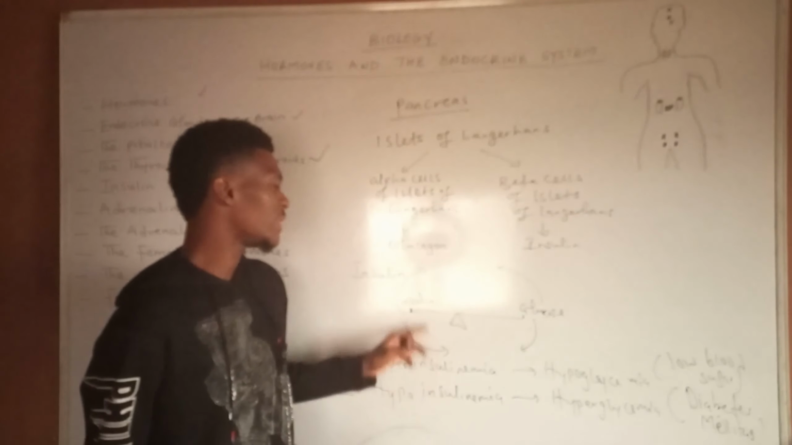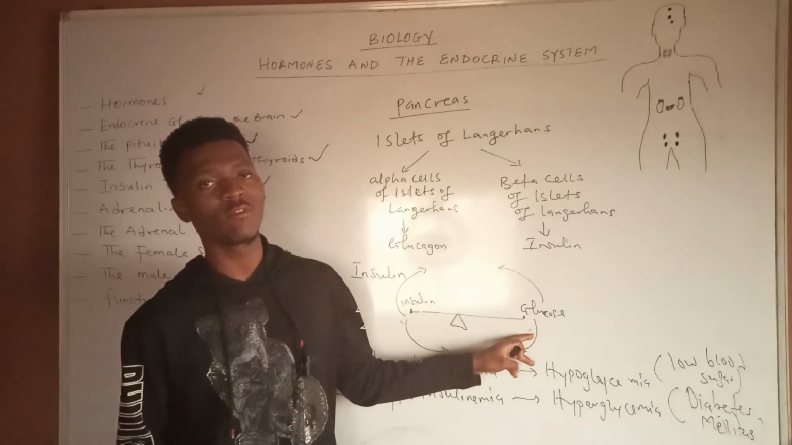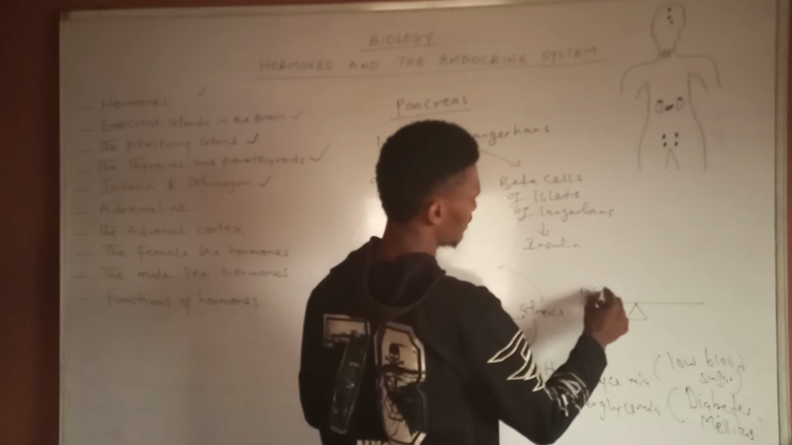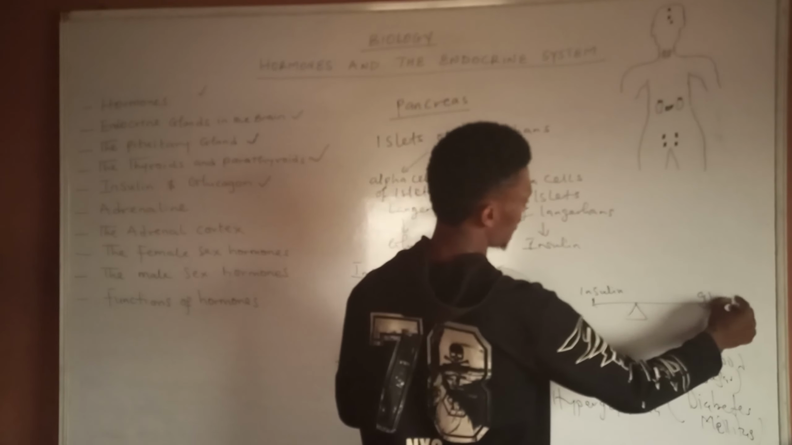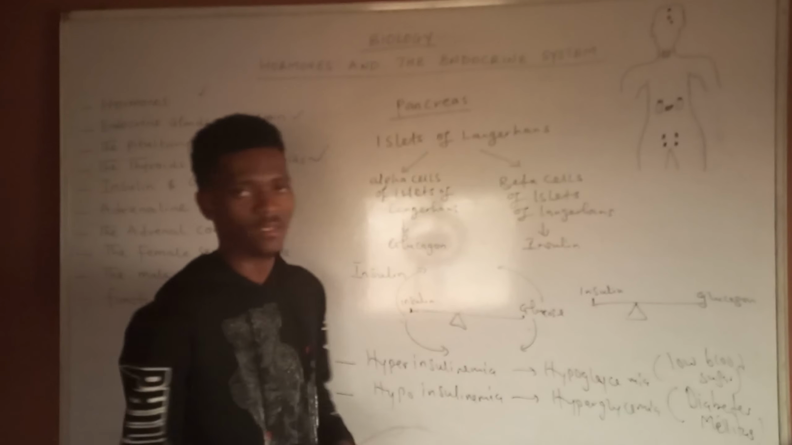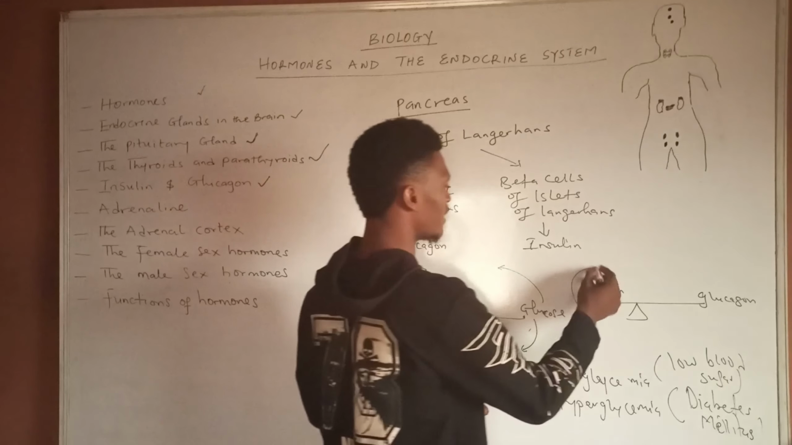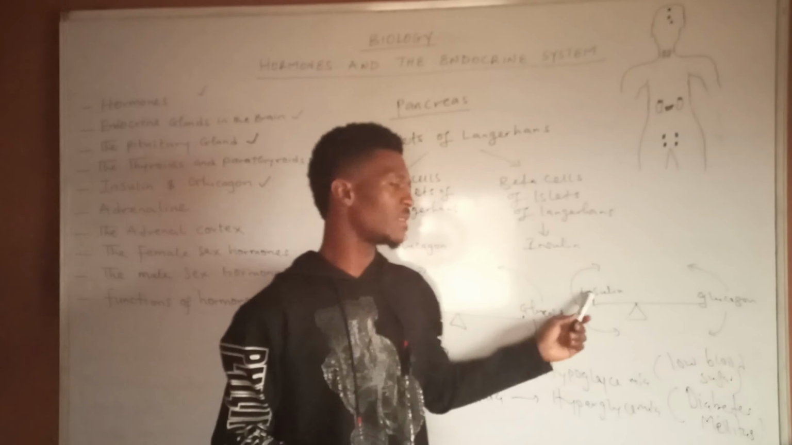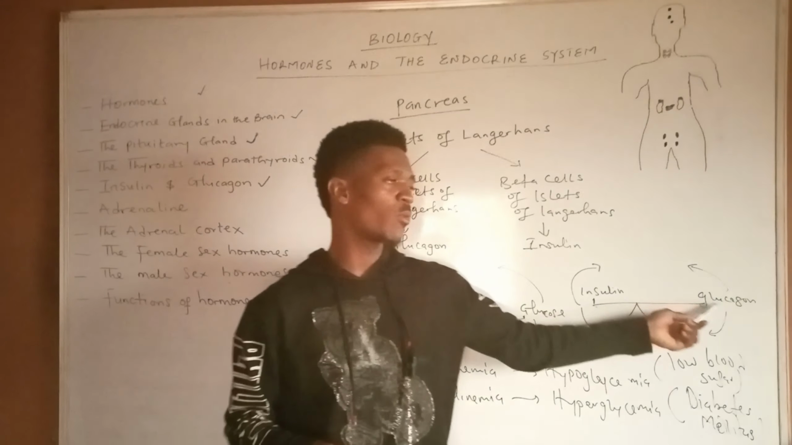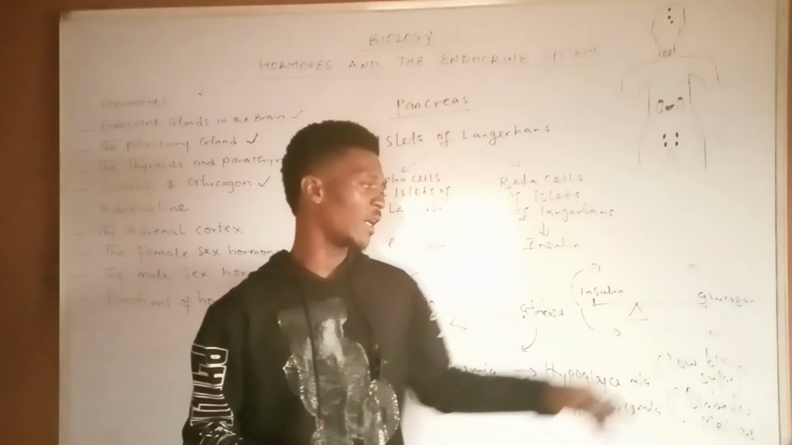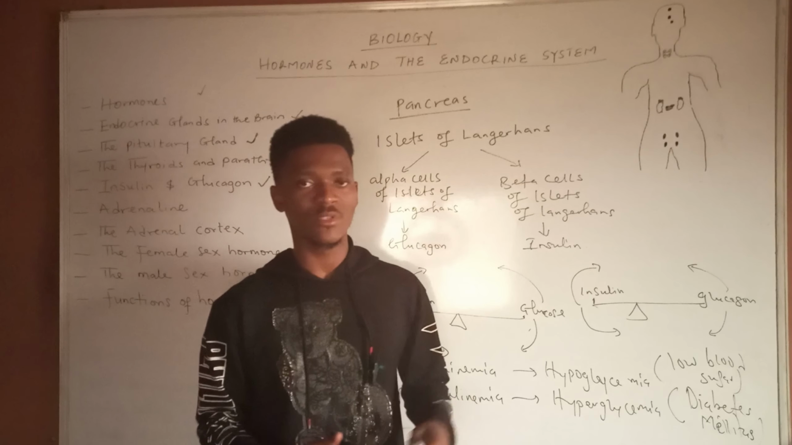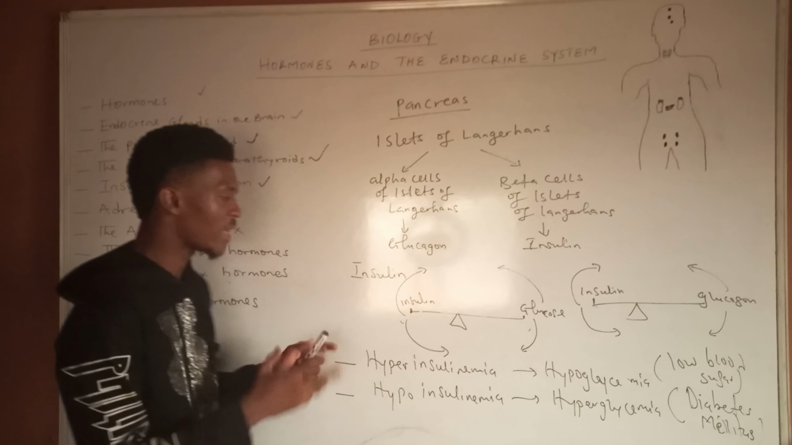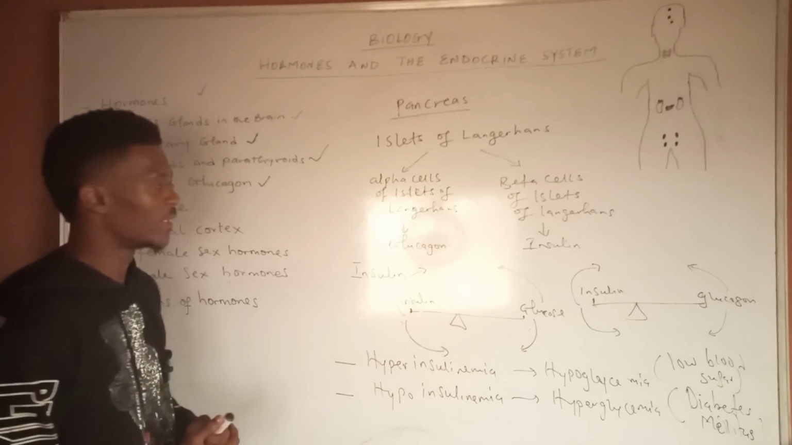Then again, if there is a high level of insulin, there will be a low level of glucagon. It's just like having another seesaw where you have insulin here and glucagon here. Remember I said that both of them act antagonistic to each other. So if this one is elevated, then this one will drop, and if this one drops, then this one becomes elevated, because if insulin acts when there is a high blood glucose level, then glucagon will act when there is a low blood glucose level. And of course, it is what helps to break down glycogen into glucose, thus elevating the level of blood glucose. So that's that about the function of insulin and that of glucagon.